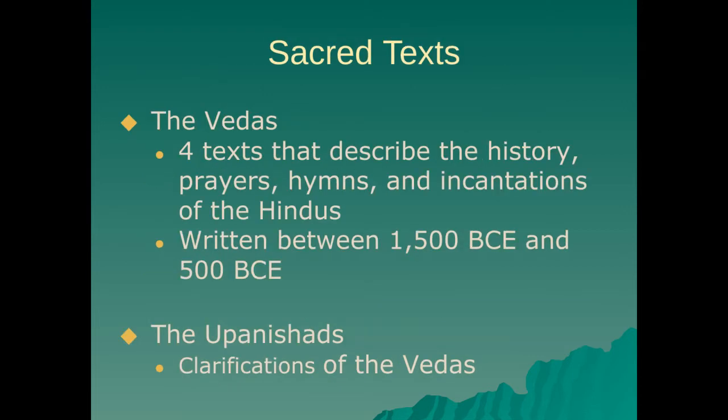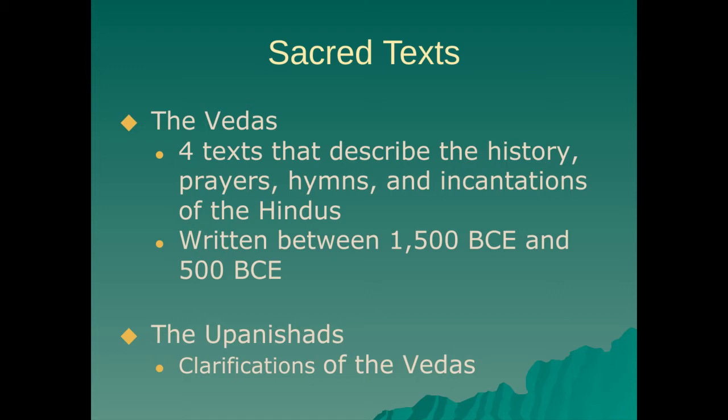When we talk about sacred texts, there are several sacred texts. We have a sacred text in Christianity called the Bible. They have several different texts. One is the Vedas. These are 4 different books. One of them is the history of Hinduism. Their gods are listed in there. There are also prayers and hymns and incantations.